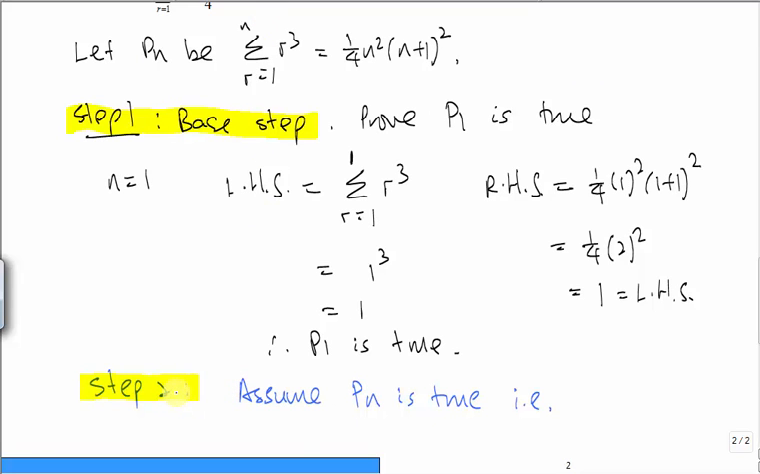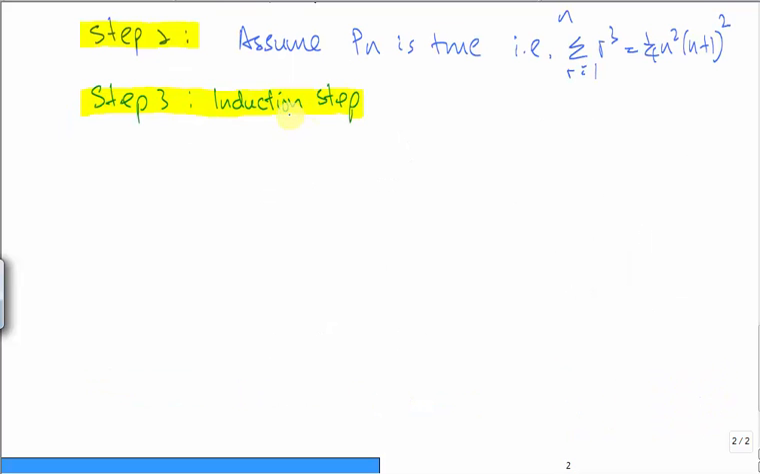In step 2, we assume Pn is true. So what is the Pn expression? The Pn expression will be just this expression. So I'm going to write the Pn expression here, and we are assuming that this is true. Step 3 is the induction step. For step 3, we are supposed to prove Pn plus 1 is true.